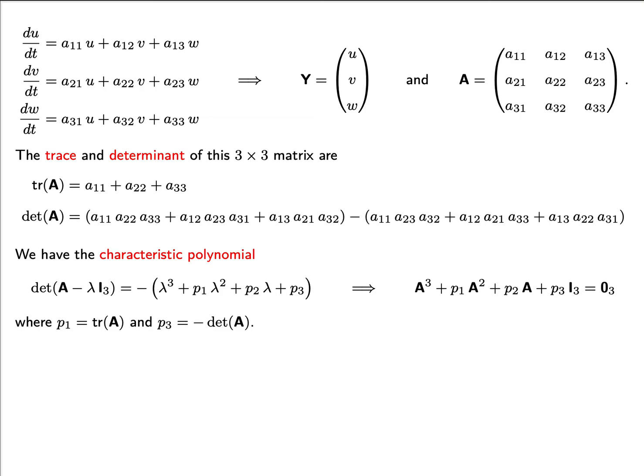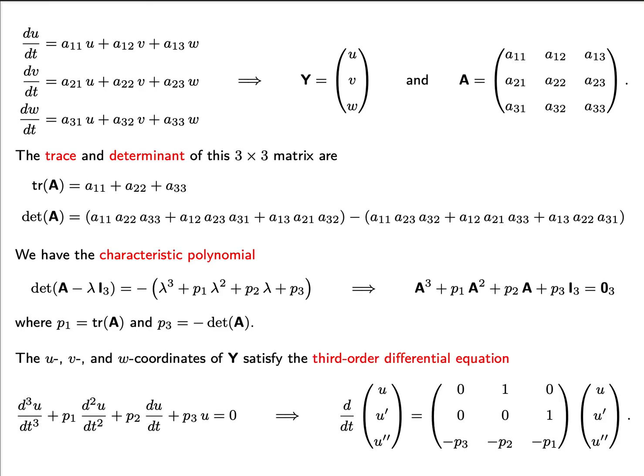the determinant. We just mentioned in passing that the u, v, and w coordinates of this vector y satisfy a third-order differential equation. Conversely, if we're given a third-order differential equation, we can always express this as a three-dimensional constant linear equation, as you see here on your screen. The following proposition explains now how to actually find the solution for a three-dimensional linear equation.